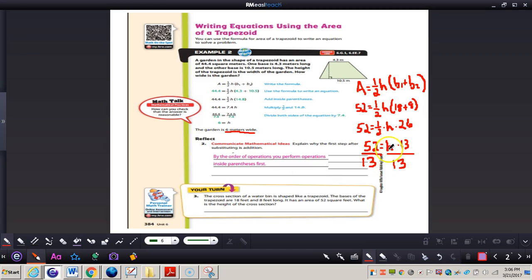So we have that 13 is eliminated, so now we just have our h for the height. 13 into 52 goes 4 times. So we can see that the height of this cross section here is 4 feet. So again, why did I use division? I was using division because it's the inverse operation of multiplication.